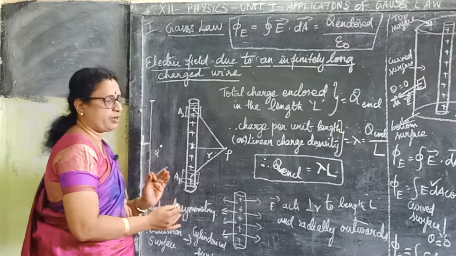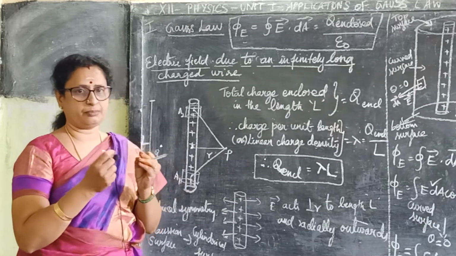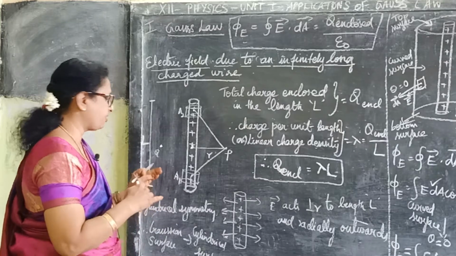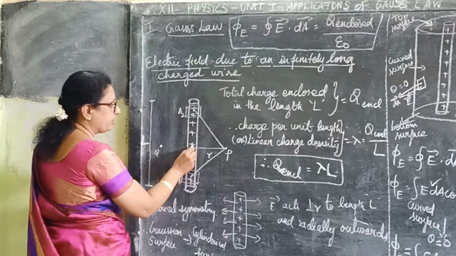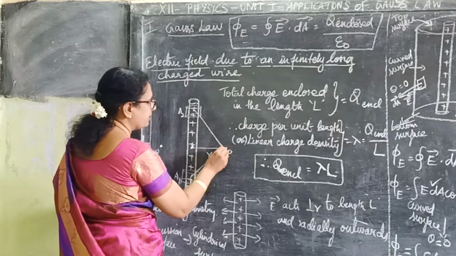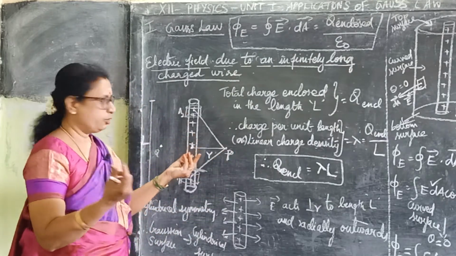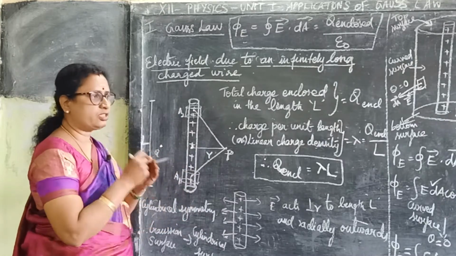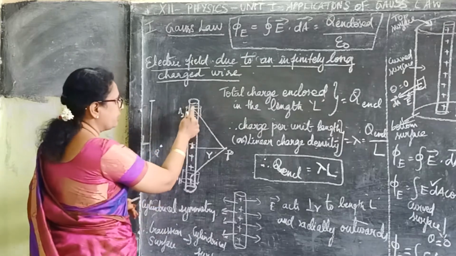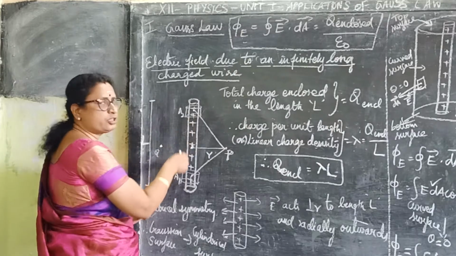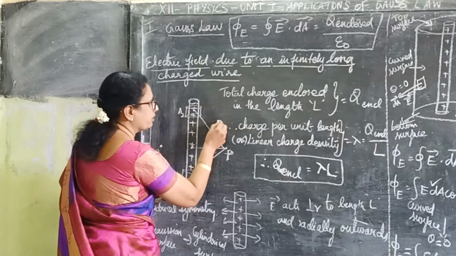Before going to the derivation, we all know that to apply Gauss law we first need to assume a Gaussian surface, so we have to find the symmetry. To find the symmetry, in this wire let us take a point P at a distance r from the midpoint. Before that, let us recall the direction of E which we have already learned. For positive charges, E acts outwards; for negative charges, E acts inwards. Here the long wire has positive charges stored in it, so the field acts outward like this.